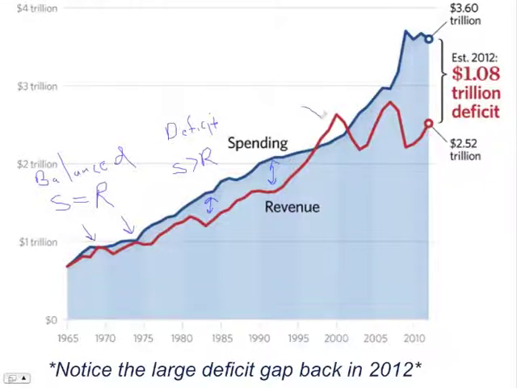Now, there was this time period here where revenue was greater than spending. The government was running what are called surpluses. And so if the government is running a budget surplus, that means that they have more money in tax revenue than they have in spending. So these three conditions can exist, but you can see historically it is more common for the United States to have budget deficits than it is to have balanced budgets or surpluses.